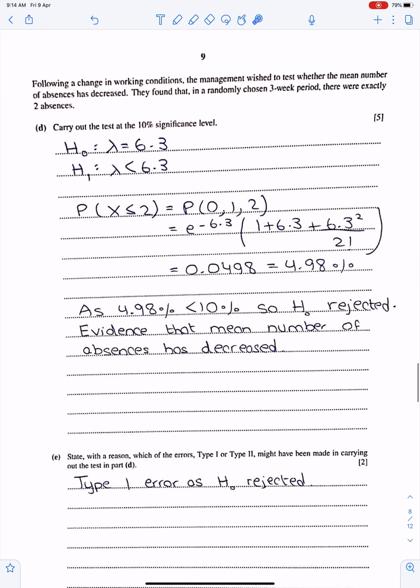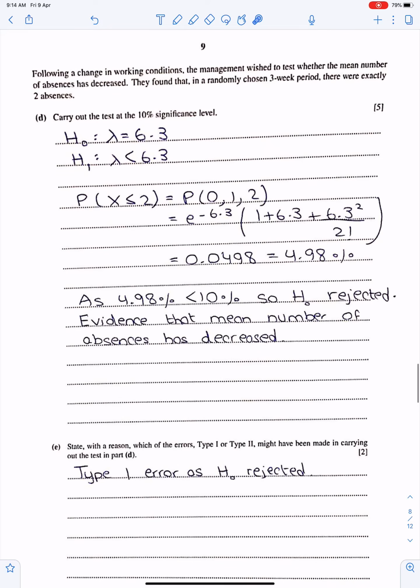This will be the testing question. Following a change in working conditions, the management wish to test whether the mean number of absences has decreased. So H1 must have a less-than sign. They found that in a randomly chosen 3-week period, so lambda should be 6.3, there were exactly two absences. So this 2 means the test value. We have to test this at 10%. Because of this less-than sign, we have to perform the lower tail test.